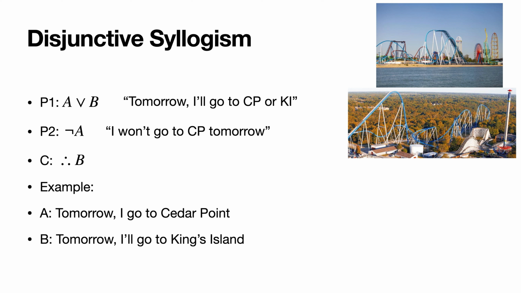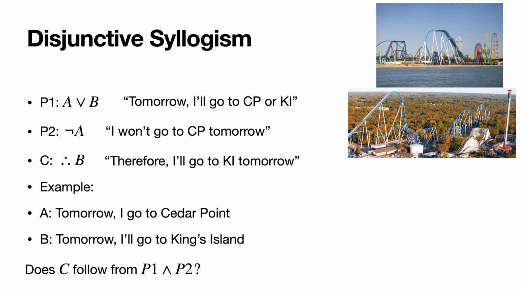Premise 2 tells us not A, so this is like saying, I won't go to Cedar Point tomorrow, and as a result, we can conclude, therefore, I'll go to Kings Island tomorrow. And the question we're going to ask is, does our conclusion follow from premise 1 and premise 2, or the conjunction of premise 1 and premise 2?